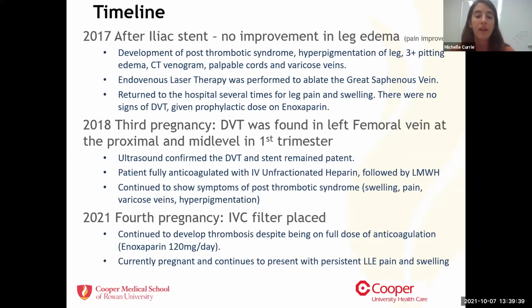And then an added benefit of an IVC filter is that if the stent does migrate, the IVC filter can stop it from moving past into the heart. So she's currently pregnant, and she continues to present with lower left extremity pain and swelling.